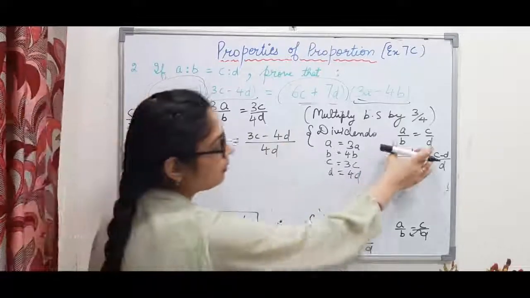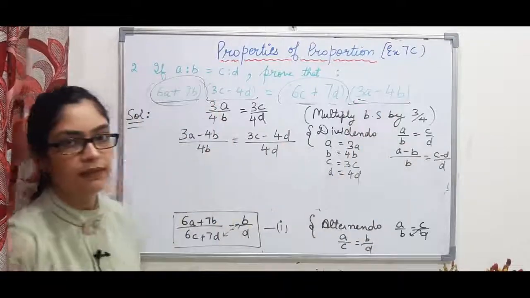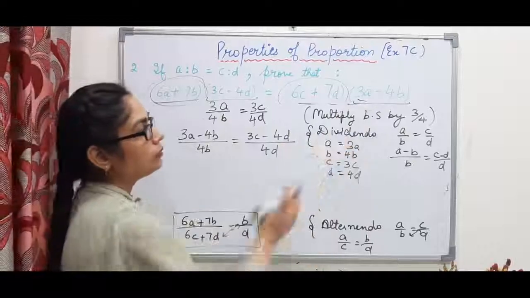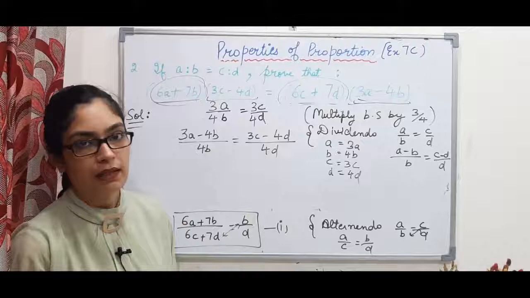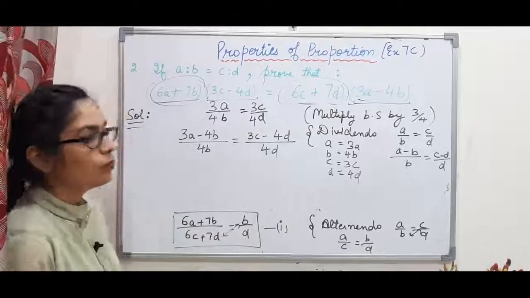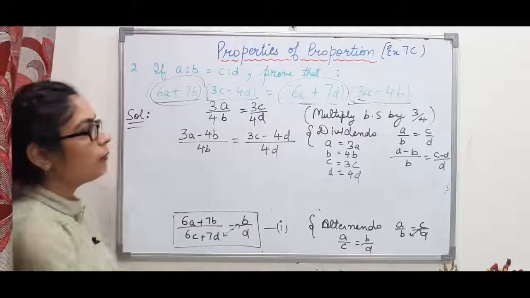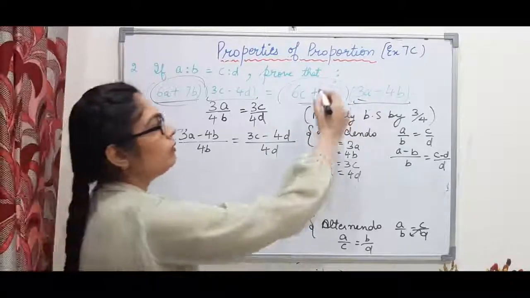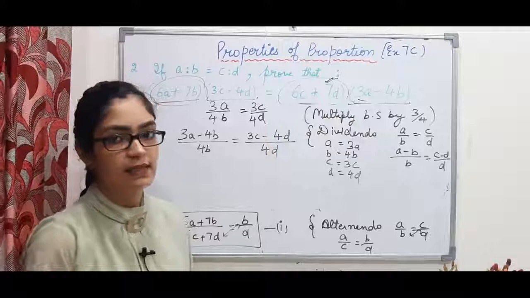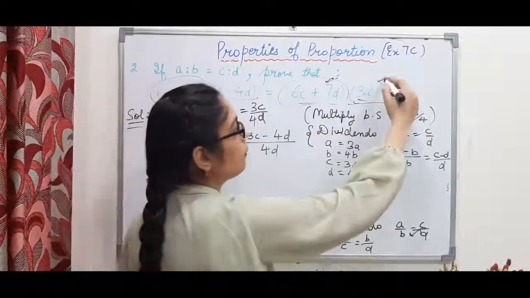So we apply dividendo here because these terms were in minus form. That is why we applied dividendo here. In the previous part we applied componendo. Together we cannot apply here because of the difference of the numbers. Componendo we can apply only with this, where 6 and 7 are there, and dividendo we can apply only here.